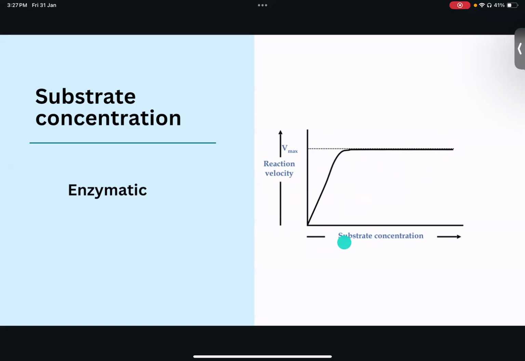Because here, as we increase the substrate concentration, we increase the amount of substrate that is bound to the active site. But we reach something called the Vmax, where all of the active sites are occupied, okay? And no matter how much you increase the substrate concentration, it will not matter, because we don't have empty active sites, so it will reach a plateau.